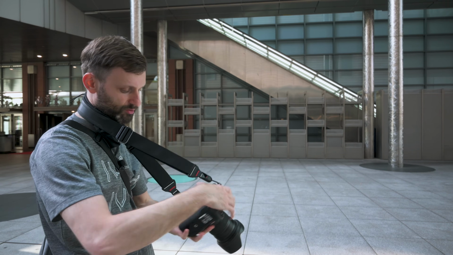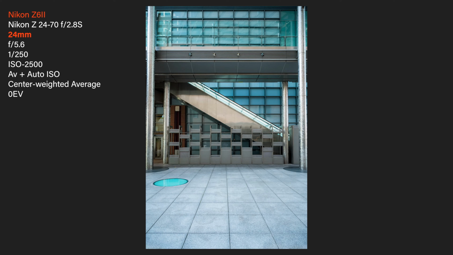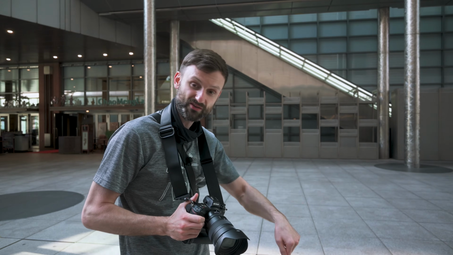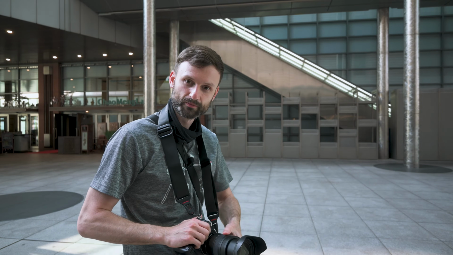The problem is with 24 millimeter, if I do that, I get all this space on the ground here, all the floor. I don't want that either. So what's the solution? The solution is to be far away and zoom in.